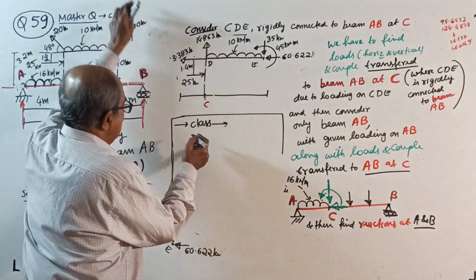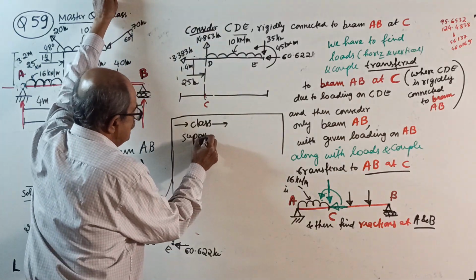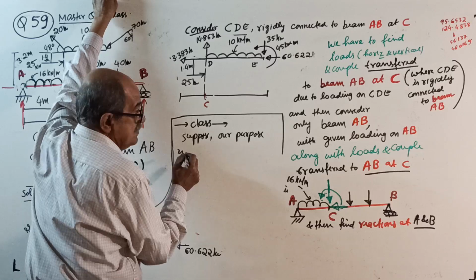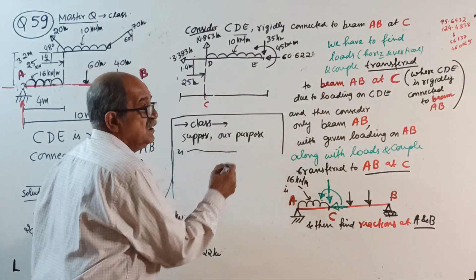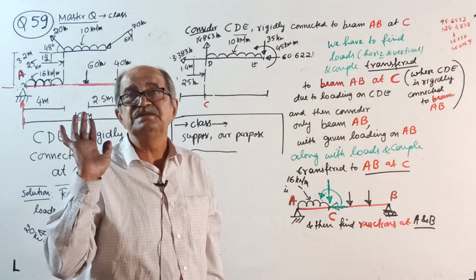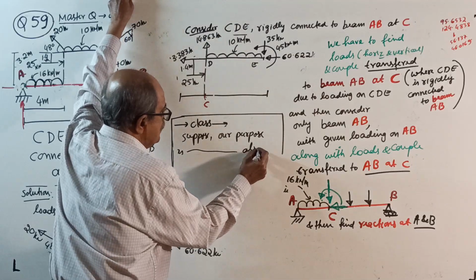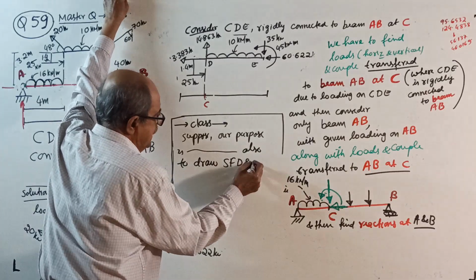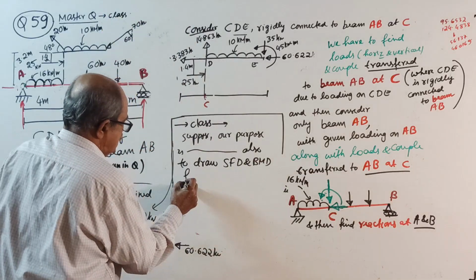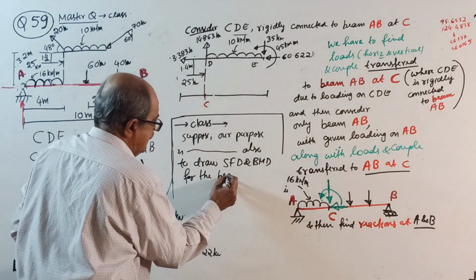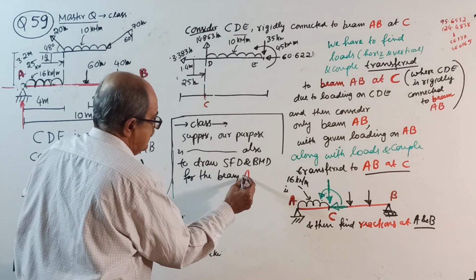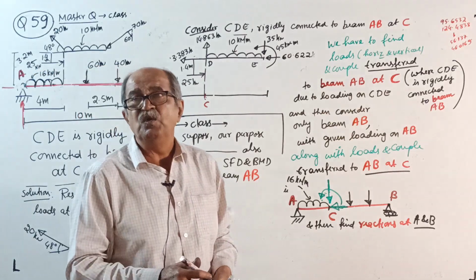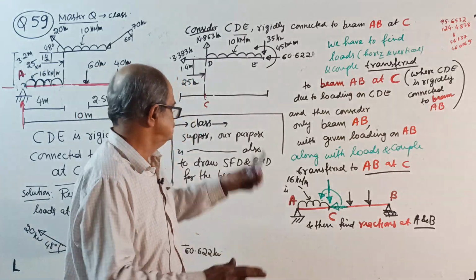First write. Suppose our purpose is not only just finding reactions, but also to draw SFD and BMD, be careful, for the beam AB, that's all, for only beam AB. For beam AB, our main beam is AB, for deflection calculation, or practically design purpose.